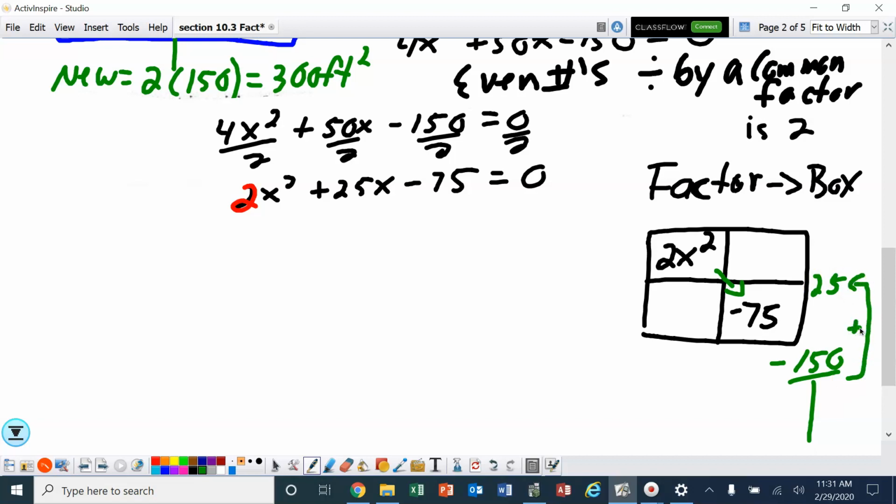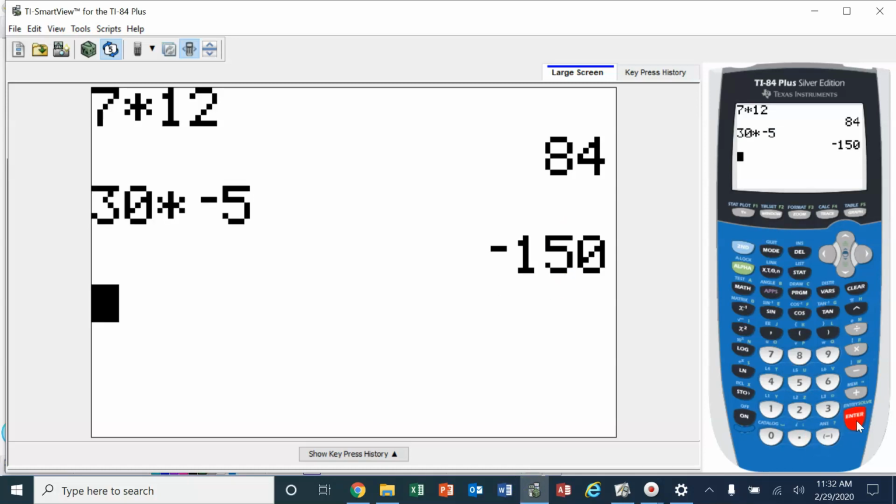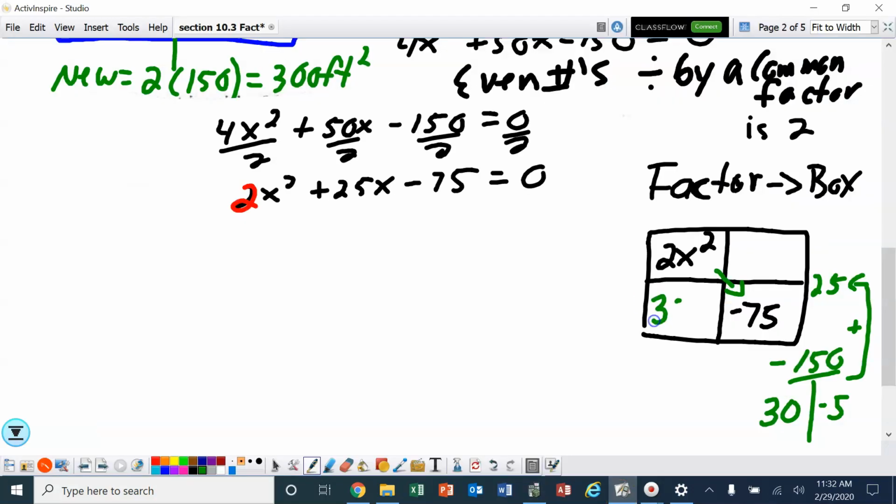Might be a little bit challenging, but we find out that the two numbers, the factors that multiply to negative 150 and add up to 25, are 30 and negative 5. Let me show you. 30 times negative 5 is negative 150. 30 plus negative 5 is 25. So I'm going to put 30x in this box and negative 5x in this box.